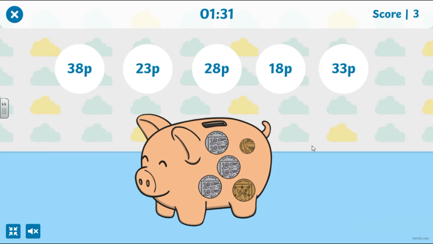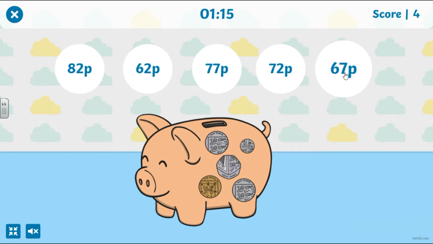3 10 pences. So I know that 3 10s are 30. I'm going to use my multiplication skills to help me there. So 30 and then 2p add 1p is simple. 3p, 30 add 3 is 33.